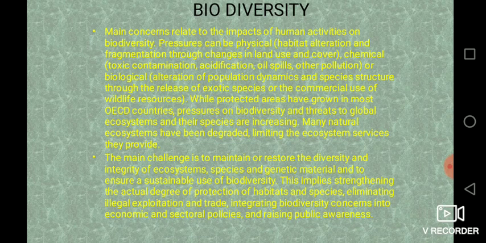Biodiversity. We need to protect our biodiversity, both flora and fauna. And when we restore this diversity, then only we have a healthy ecosystem. And when the species and genetic material are being restored, then only we can say that we are able to use our biodiversity in a sustainable way. And that is very important at this time. We can do this by generating awareness, by campaigning, by making them aware how biodiversity is important for our survival and for the survival of our coming generation.